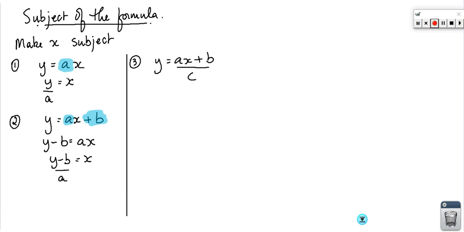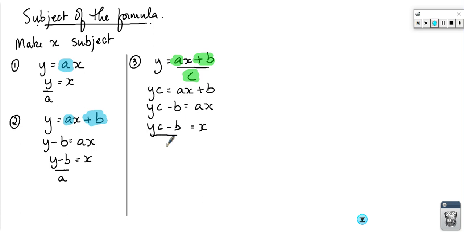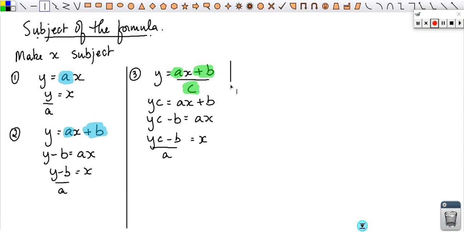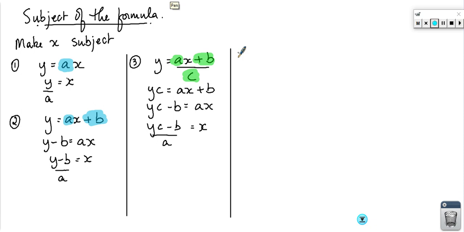Remember that this time we have to remove three terms, a, plus b and c, and we're going to start from c. So yc is equal to ax plus b. Now the problem is the same as the other one. I'm going to remove b first and then a. So yc minus b is equal to ax. So x is equal to (yc minus b) on a. And that is our third example. Sometimes our examples might be a little bit harder. For example, number 4.